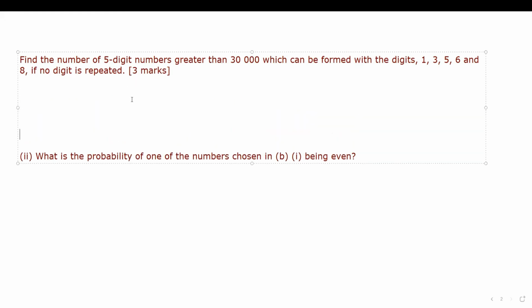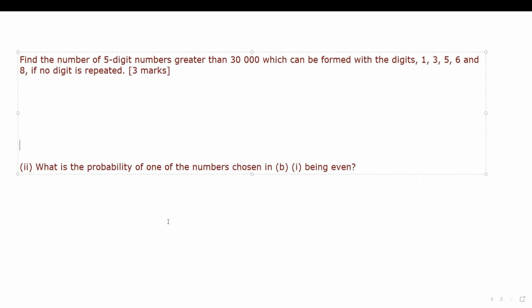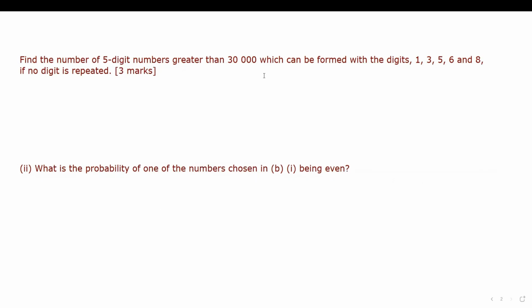So now find the number of 5-digit numbers greater than 30,000 which can be formed with the digits 1, 3, 5, 6, and 8 if no digit is repeated.